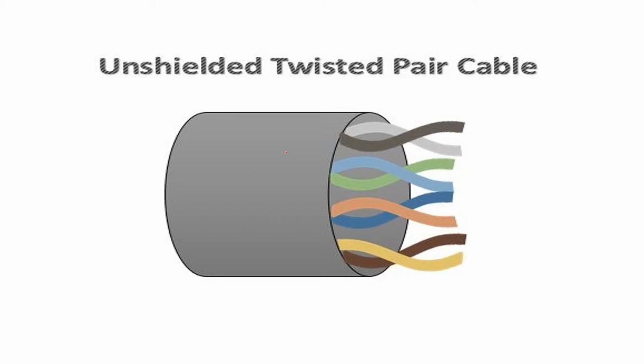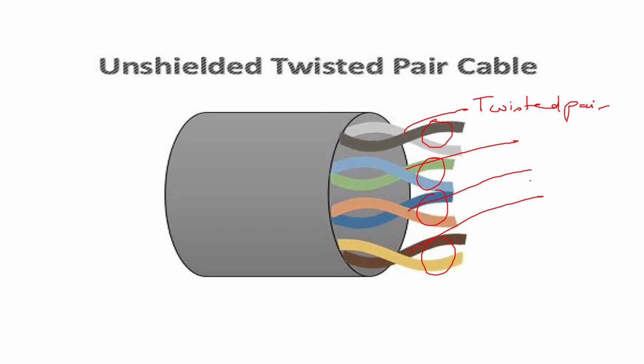As we have seen in Ethernet or networking, whenever we do LAN connections, we use cables like Cat5 and Cat6. In that you can have four pairs of wires. This is the first pair, this is the second pair, this is the third pair, and this is the fourth pair. And every pair of wire is a twisted pair.